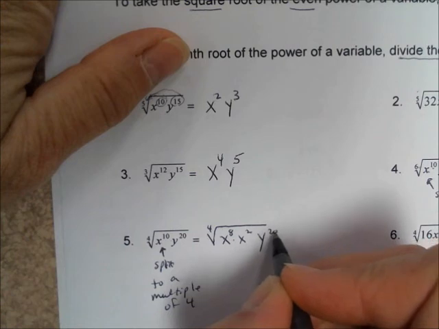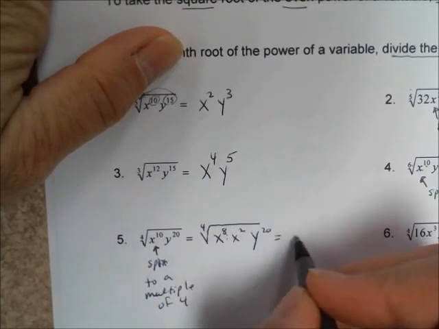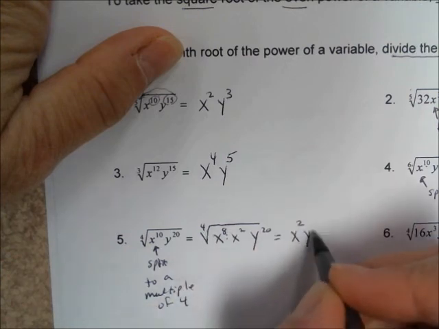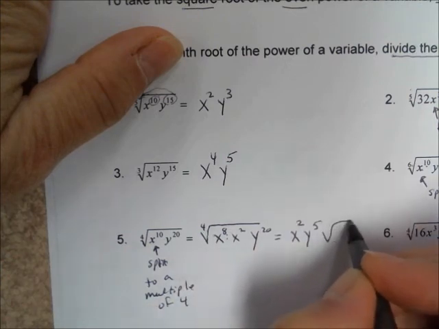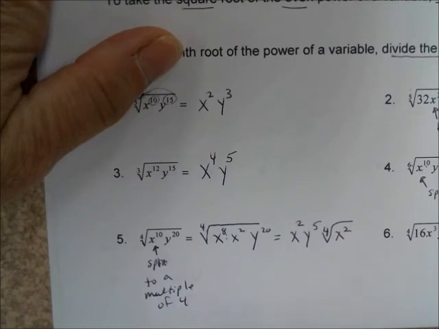y to the 20th, and 20 divides by 4 evenly. So 8 divided by 4 is 2. x squared comes out. 20 divided by 4 is 5. And then what stays underneath the radical? What is in the radicand? That is a 4th root of x squared.